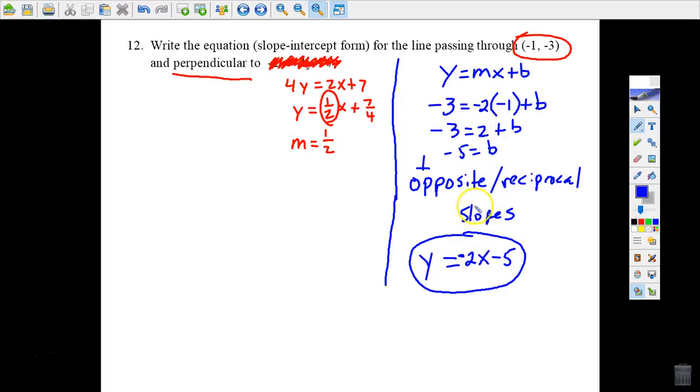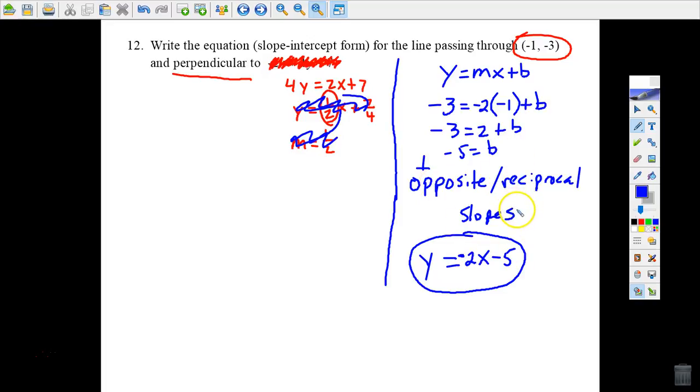Okay, -2x minus 5. So again, I can't stress enough how you find the slope of the line that's perpendicular. It's the opposite reciprocal slope. So find the slope of the given line, flip it and change it, and then don't come back to this equation for anything else. Don't use the y-intercept. You are basically done with this once you've determined the slope that you're going to need for your line.